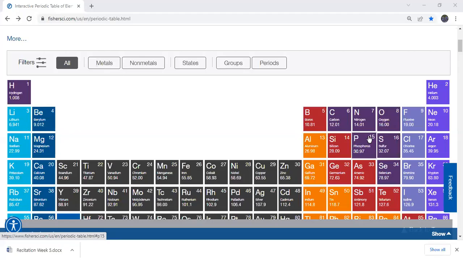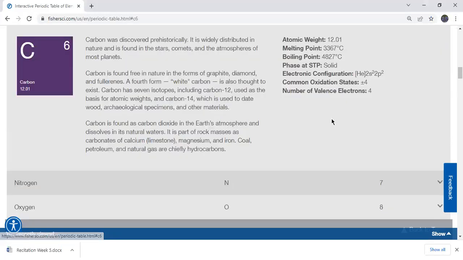And I want to start out with, let's start with carbon. Let me zoom in on that. So for carbon, can somebody tell me what this 6 represents on the periodic table? The number of protons, which corresponds also to the number of electrons in a neutral atom, right? So if it's not an ion, protons and electrons are equal.